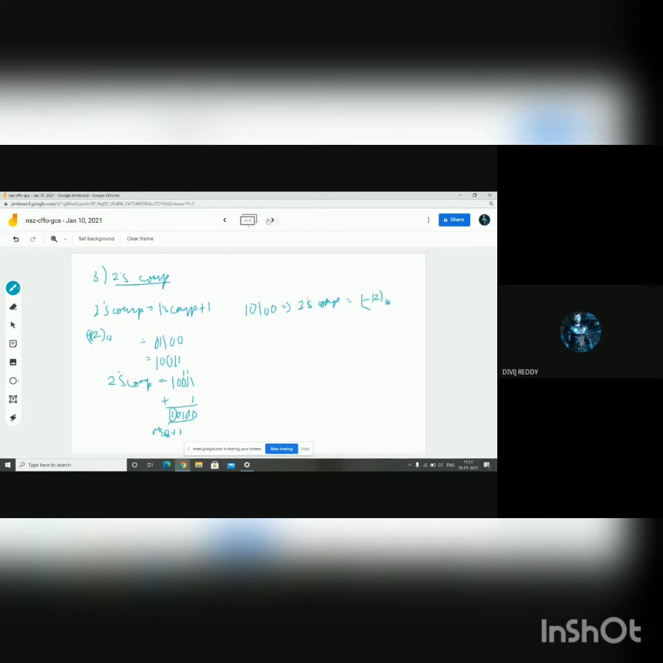Now let us go to the next problem. Find the minterm designation of the following: x y z, x complement y complement y z complement, and x y z complement. Minterm. What is a minterm? Generally, we represent our expression in Boolean function form.